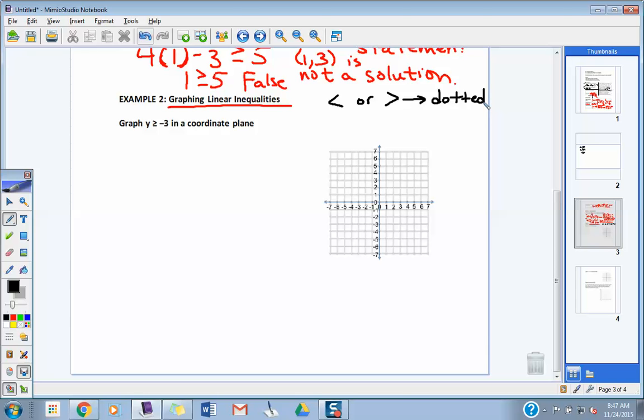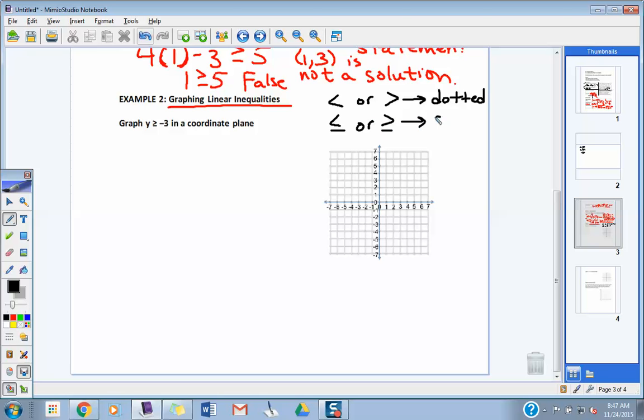If you ever have signs with less than or greater than, and they want to know if a point is a solution, if a point ever falls on a dotted line, you would say it's not a solution. Okay? It will not be a solution because this dotted line would be what type of a statement? False. Now, if anything ever falls on a, what do you think we're going to use for the signs greater than or less than or equal to?